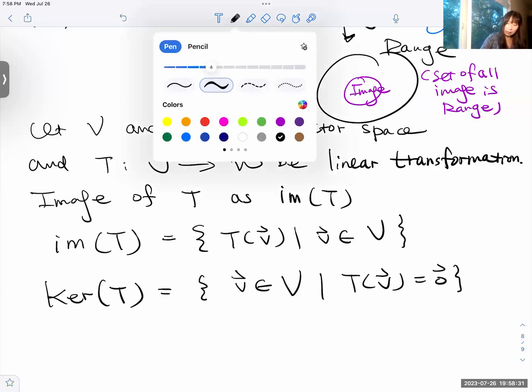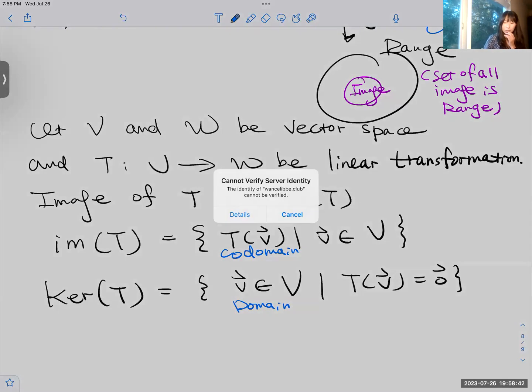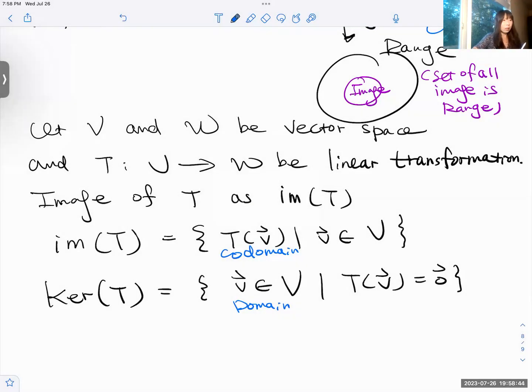Okay, can you see the difference? This is the codomain, right? This is the domain. All right, there is a difference.